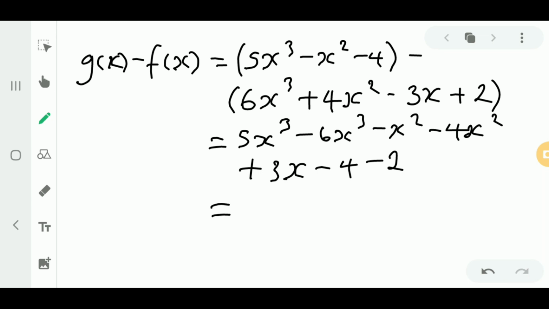So now we have 5x cubed minus 6x cubed, that gives us negative x cubed, minus x squared minus 4x squared, that gives you minus 5x squared. We only have the 3x. And then minus 4 minus 2, that gives you minus 6. Now if you compare this one, which is g of x minus f of x, to f of x minus g of x, you will realize that the answers are different. That means subtraction is not commutative.